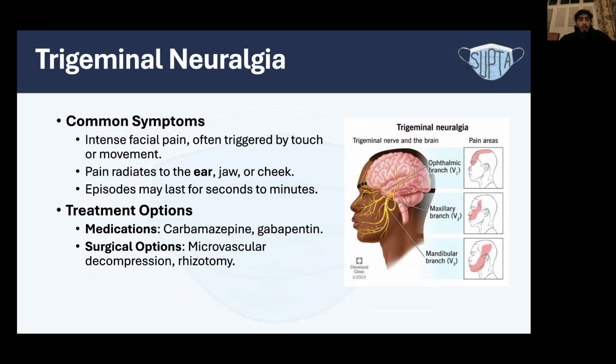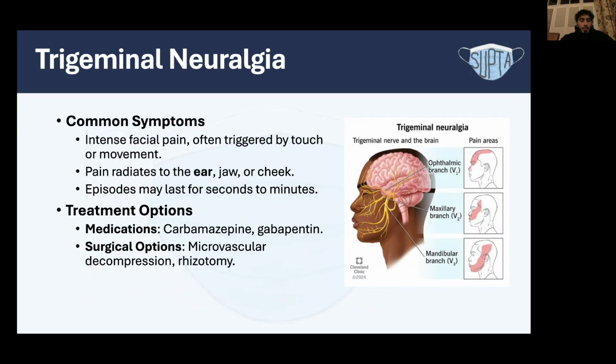It can be triggered basically by nothing, right? Very simple things like brushing your teeth, chewing, or even wind on the face can cause an attack. The pain often radiates to the ear, jaw, or cheek, making it feel like the pain is coming from the ear. Causes, like we said, are vascular compression, where the artery or the vein presses on the nerve, or demyelination. And of course, the main thing that we're thinking there is multiple sclerosis.